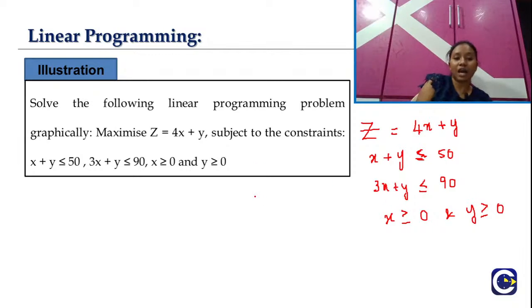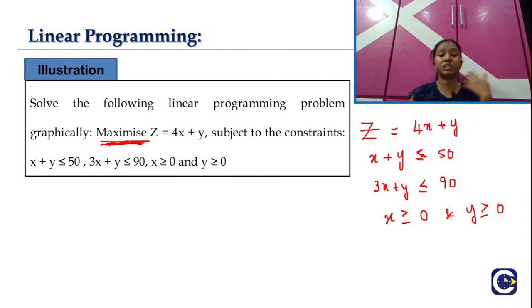Here I have mentioned it should be a maximization, not a minimization. So for the objective function, it should be a maximization. Give it a try, guys, quickly. I hope you are familiar with this plotting of graphs, because you have been doing this since the 9th or 10th standard. So you have to be confident enough to do this.